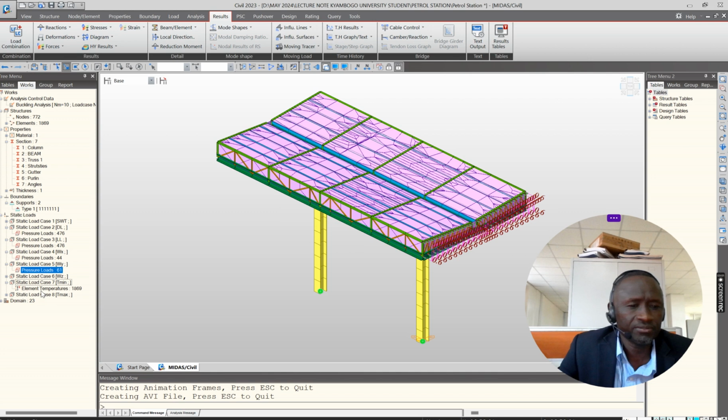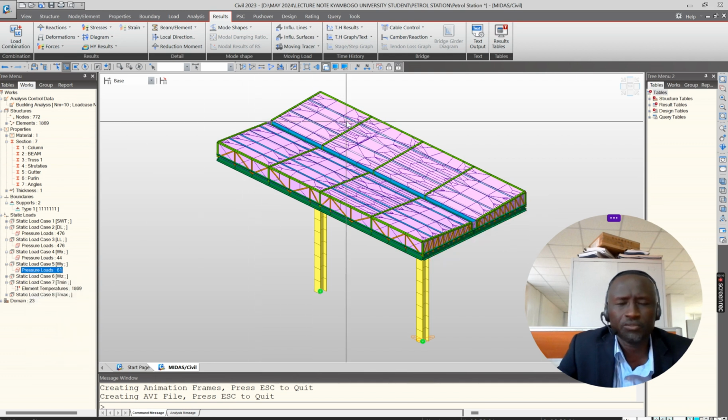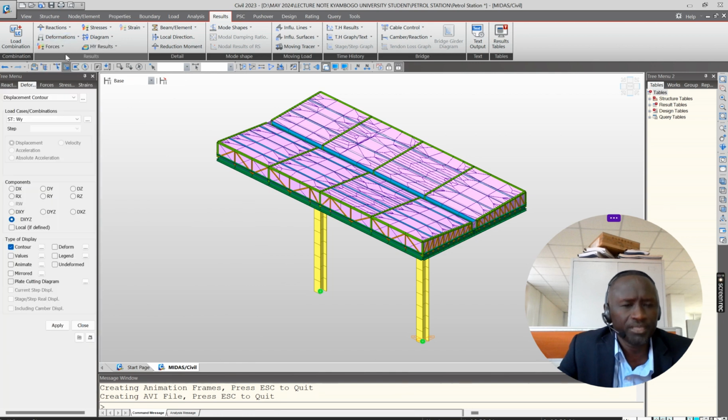Temperature loading also, both minimum and maximum. Normally when you're dealing with steel building, you have to be mindful of temperature. Temperature loading is very critical. So after applying all this loading and doing all the boundary conditions, you can now view the deformation and see the implication.